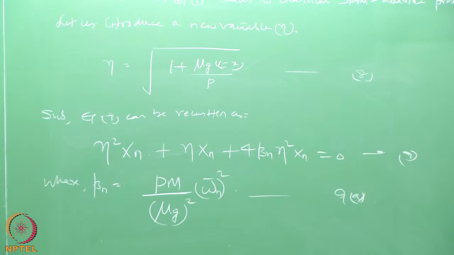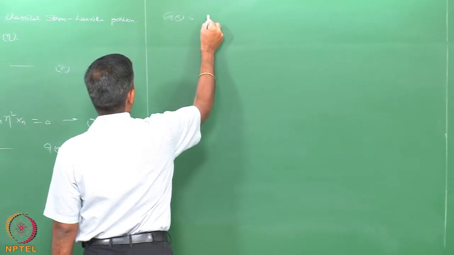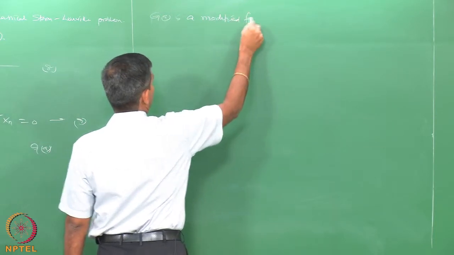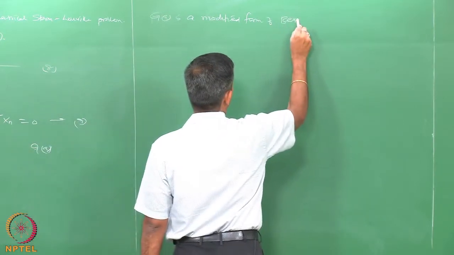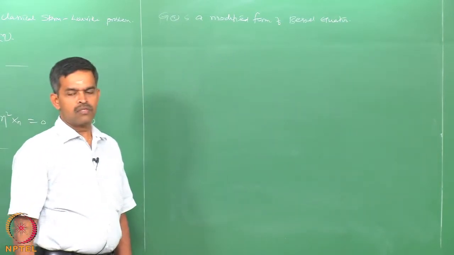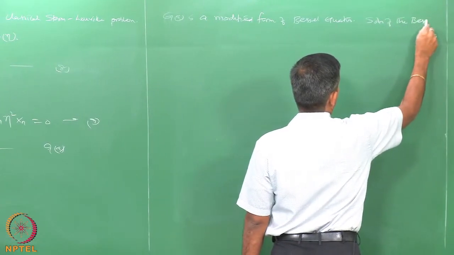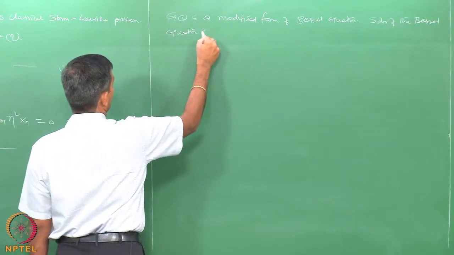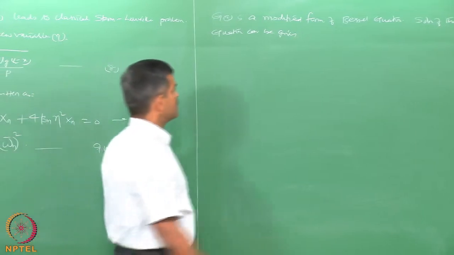If you look at the equation 9 closely, equation 9 is actually a modified form of Bessel equation. The solution of a Bessel equation can be given in form of Bessel function.